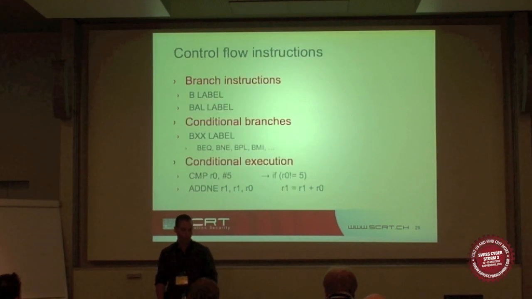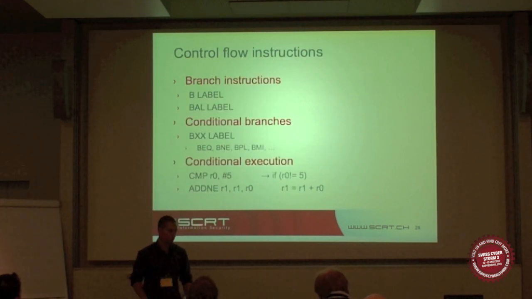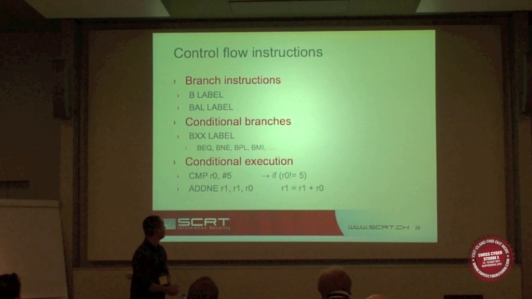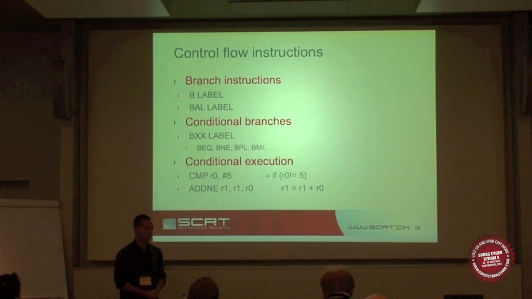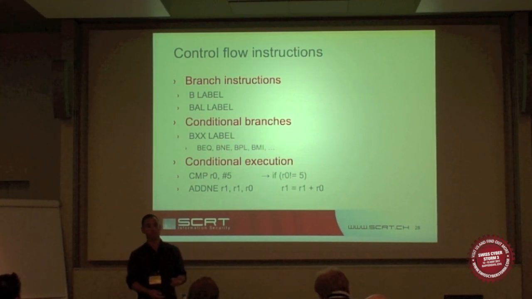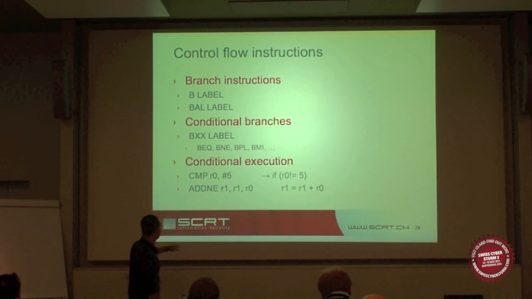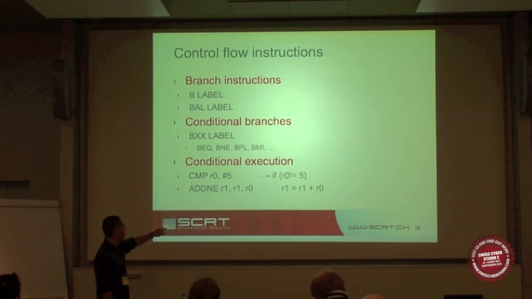The last kind of instruction is the control flow instruction. So you have the typical branch instructions, so B or BAL for branch always. Then you have the conditional branches, and like in the Intel architecture, you have also the conditional execution. So for example, this add will only execute if R0 is different from 5.